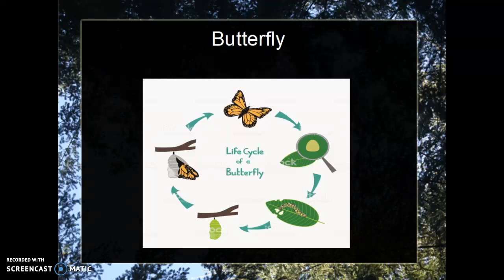In the final stage of a butterfly's life cycle, the butterfly comes out of the chrysalis. When the butterfly comes out of the chrysalis, it has to pump blood into its wings and learn to fly. As the butterfly flies, it looks for food and for mates. The butterfly finds a mate quickly and lays eggs, restarting the life cycle.